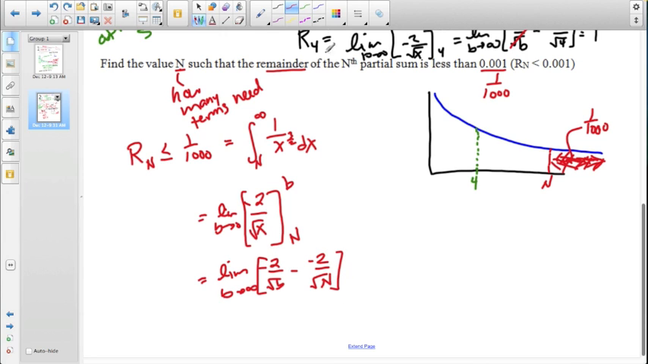And so evaluating this, we know this goes to 0, and that takes care of this. Since b is not part of this expression, we don't need the limit as b goes to infinity anymore. So what we're left with is 2 over the square root of capital N, which denotes that location. When is this less than 1/1000th? Okay, so we want to know when this value is less than or equal to 1/1000th.